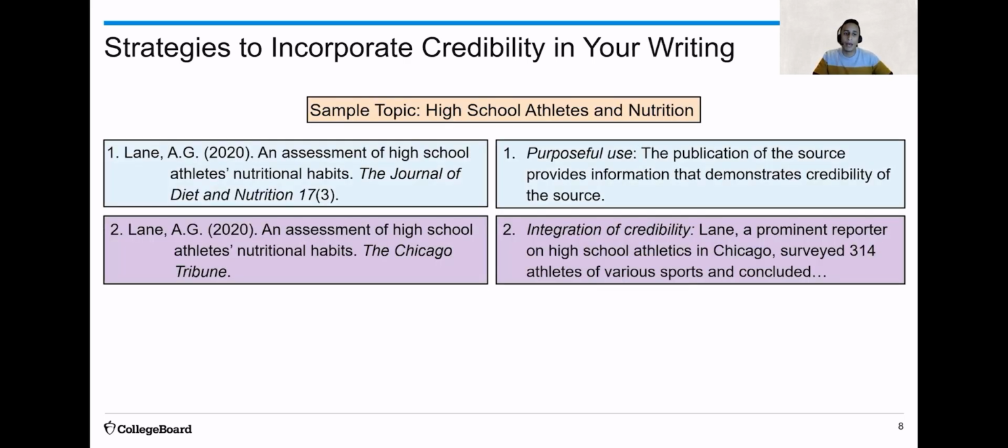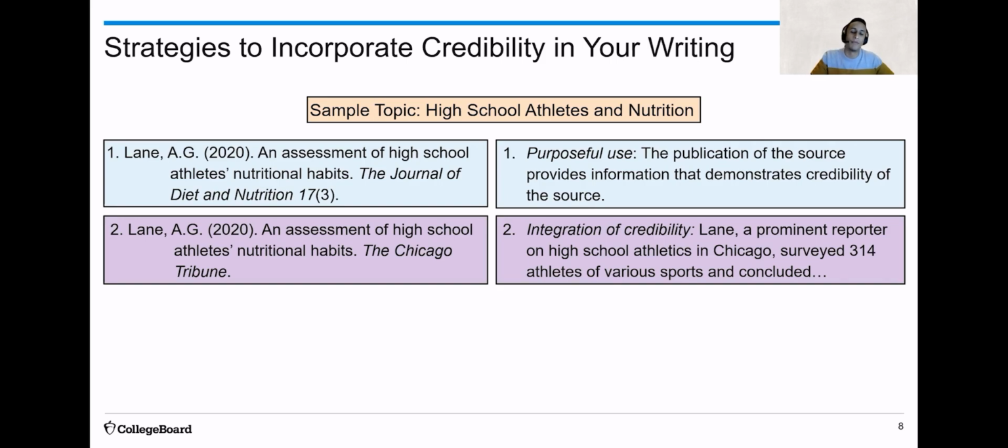So in taking a look at that, I wanted to give you an example of what purposeful use might look like versus what the actual integration of credibility might look like. I'm going to start with the purple boxes on that integration of credibility, because that might be something that you are a little bit more familiar with. We have the same source on the left-hand side in the blue box and in the purple box, but I've changed the publication, okay? In the blue box, that publication is coming from an academic journal, this hypothetical source from the Journal of Diet and Nutrition. Whereas the purple source is the same source with the same author, but it's being published in the Chicago Tribune, which is a newspaper.